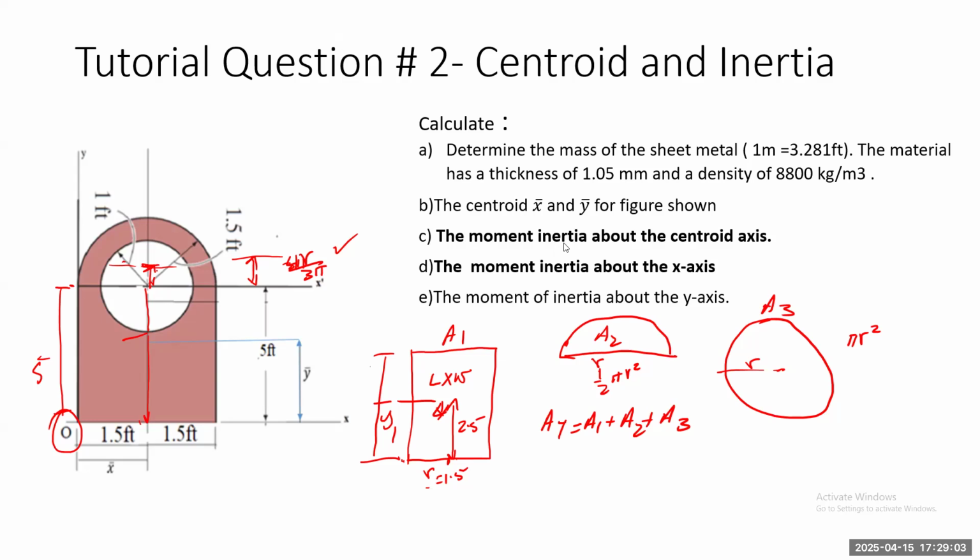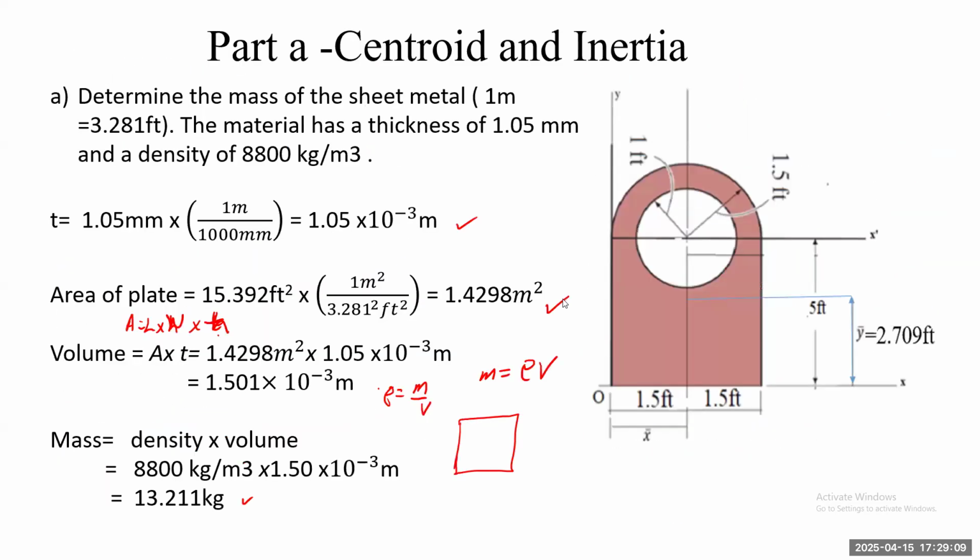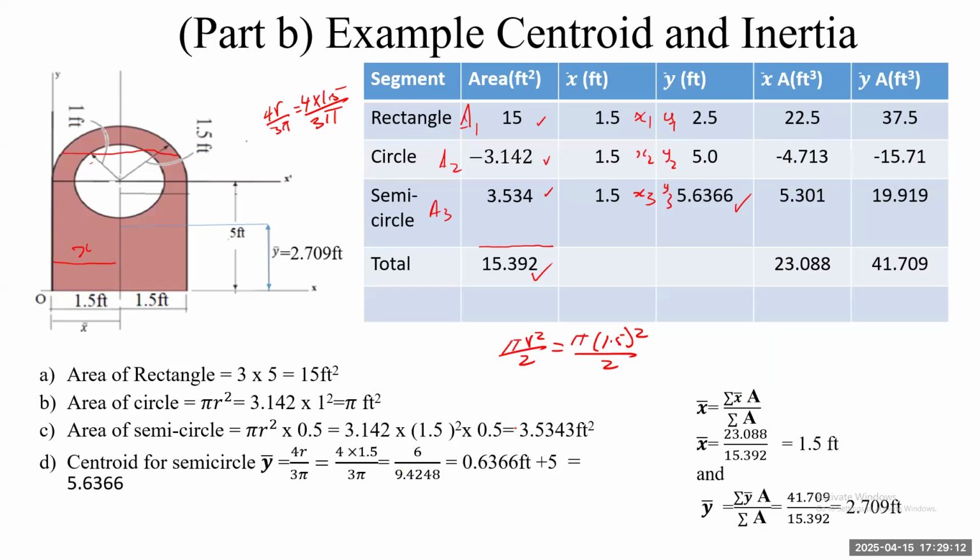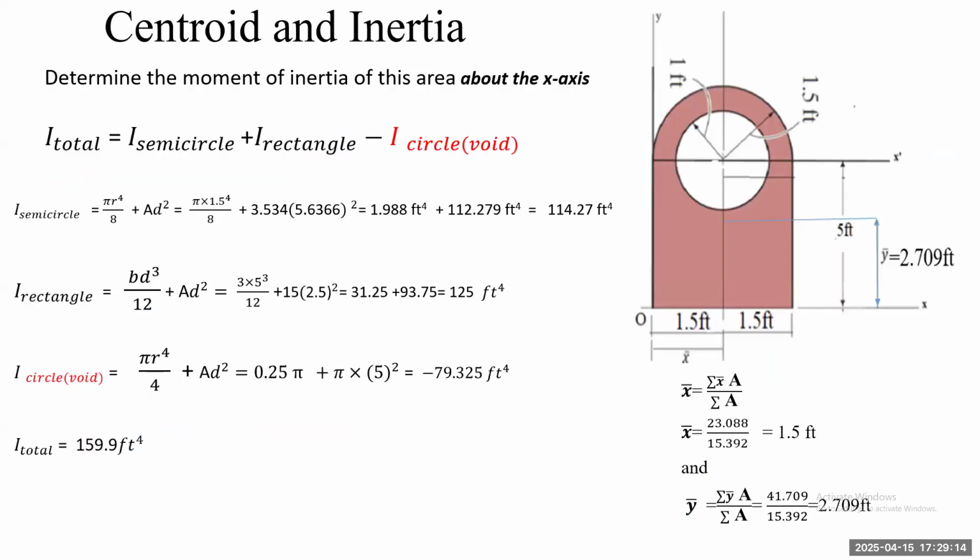So now we're going to find the inertia around the centroidal axis. It's different from the x-axis, so let's run into it. You go again, and you're going to find the inertia of each figure. You're going to find it for the semicircle and for the rectangle, but the inertia of the circle, which is void, is minus. You're going to subtract it. So let's do the circle first.